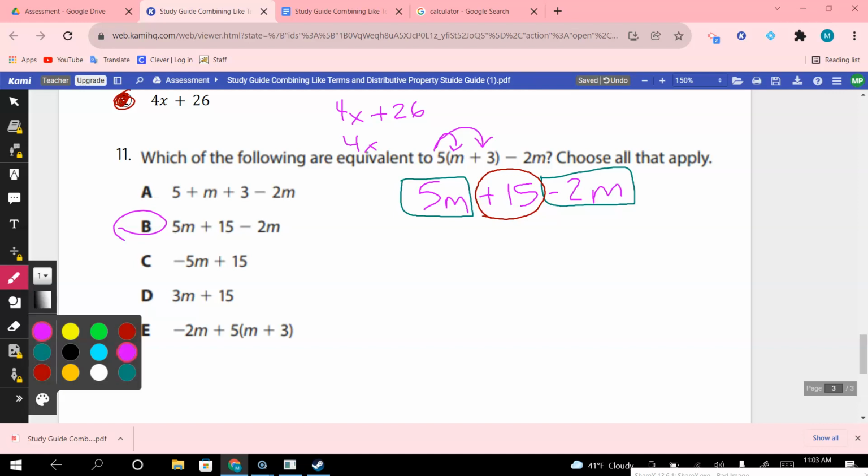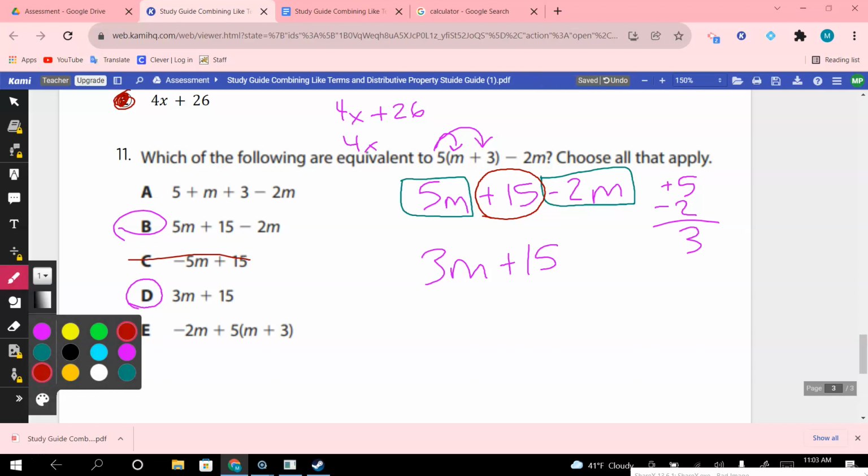So let's put together, we have positive 5 as our coefficient and negative 2. Different signs, subtract. Keep the sign of the greater absolute value. So we have a positive 3m plus 15. So D. So we can't have a negative 5m, so that cannot be an answer.